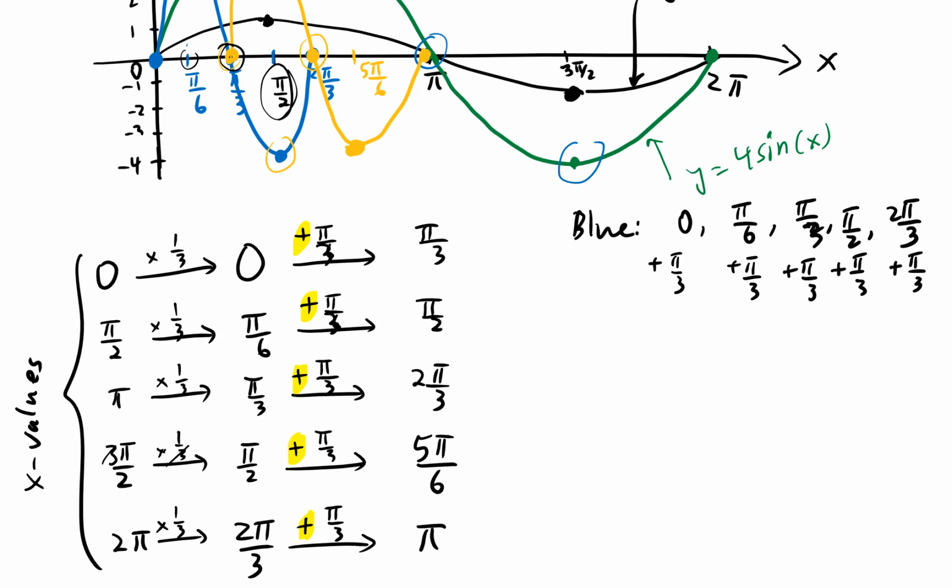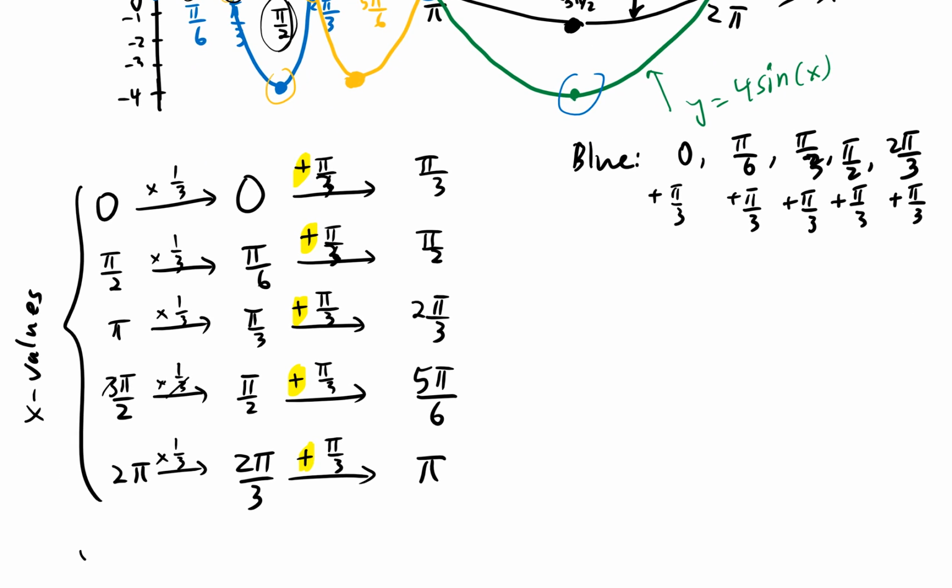So the y coordinate stays the same. The y values stay the same. We don't make any changes to the y values because we're shifting to the right. So the y stays the same, only the x changes.